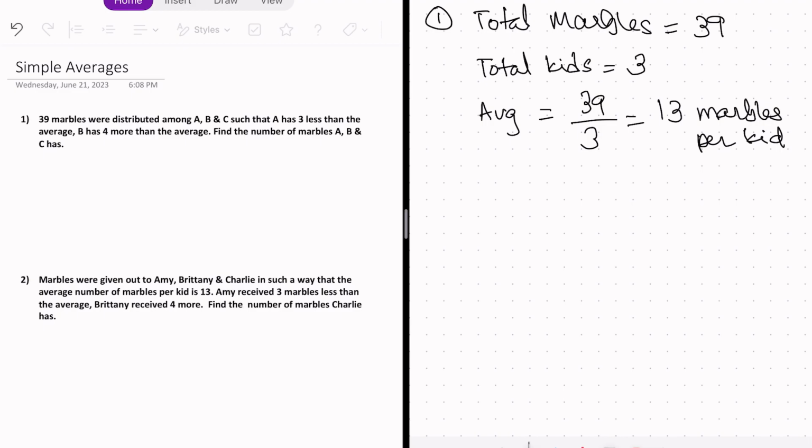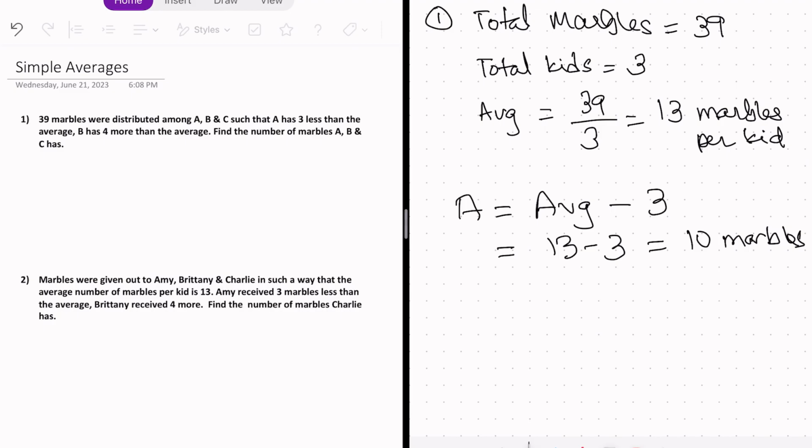So let's go with the clues. A has 3 less than the average. So A will have average minus 3. Average we know is 13 minus 3, 10. So we can say that A has 10 marbles. Next clue, B has 4 more than the average. So we know B will have average plus 4. And we know average is 13. So add 4 to that, 17 marbles.